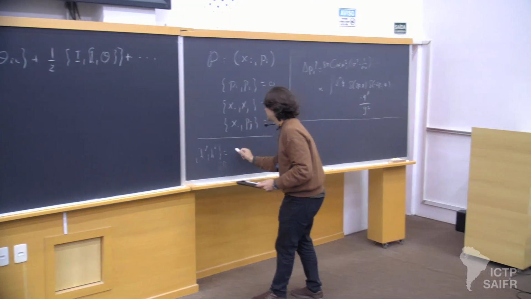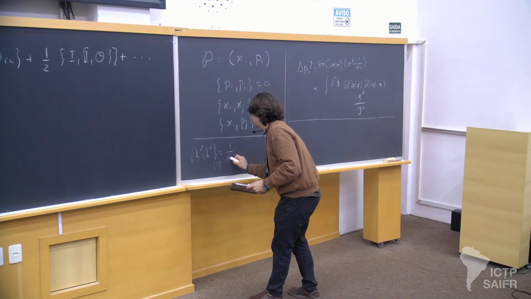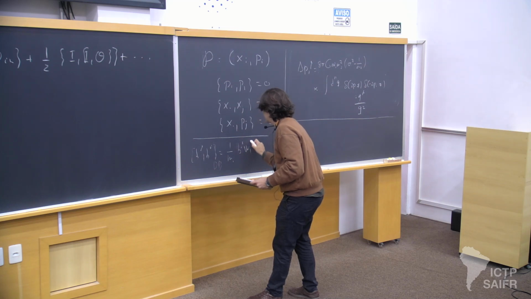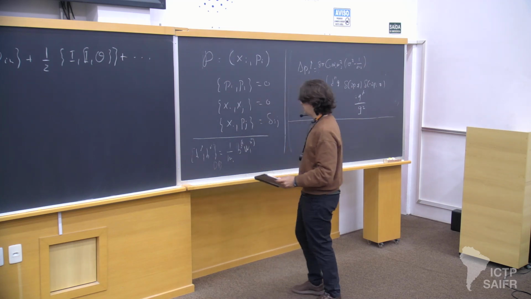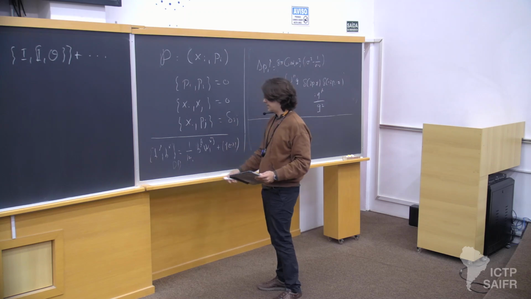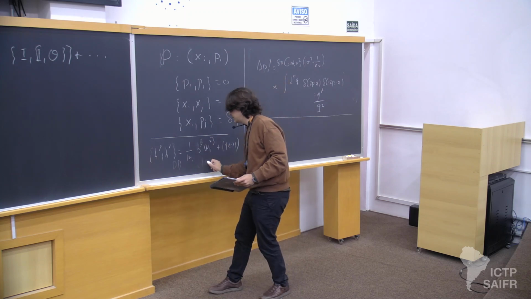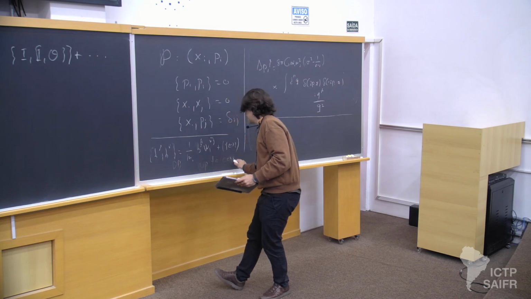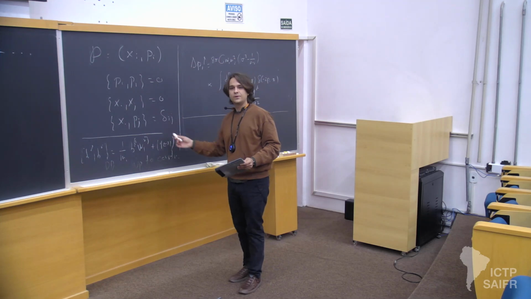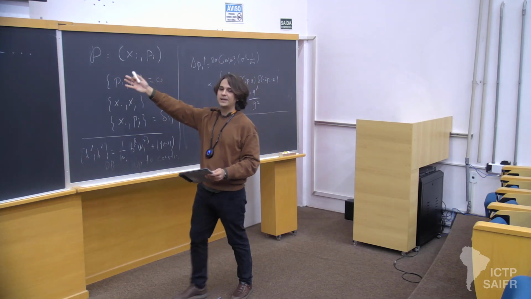This would be something like 1 over M1 B mu W1, antisymmetrize, plus the same thing with 1 exchanged with 2. Okay, and this will be only up to constraints.